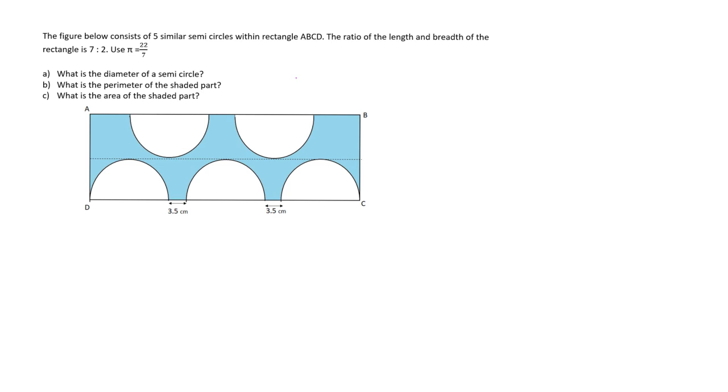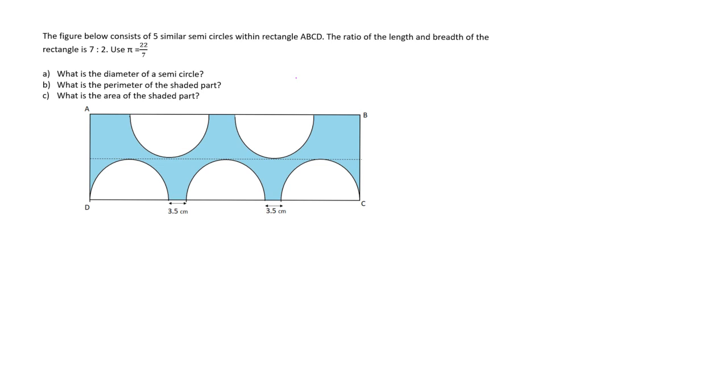So this question is based on area and perimeter. It says the figure below consists of 5 similar semicircles within rectangle ABCD. The ratio of the length and breadth of the rectangle is 7:2. Use pi equals 22/7.